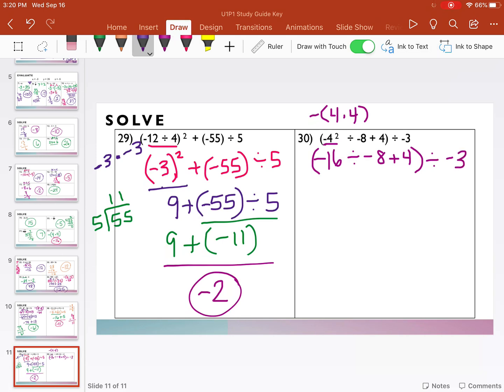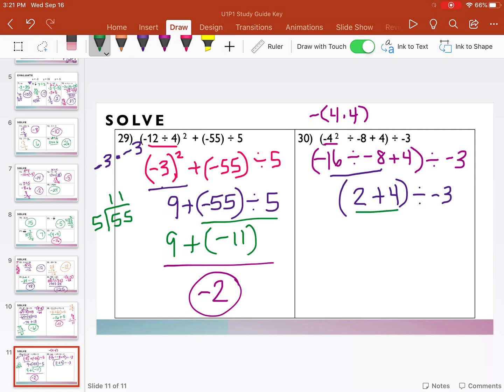No more operations. Okay, so now inside there's division and addition. We should divide first. So negative 16 divided by negative 8. 16 divided by 8 is 2. Negative divided by negative is positive. So I have positive 2 plus 4. Bring down everything else.